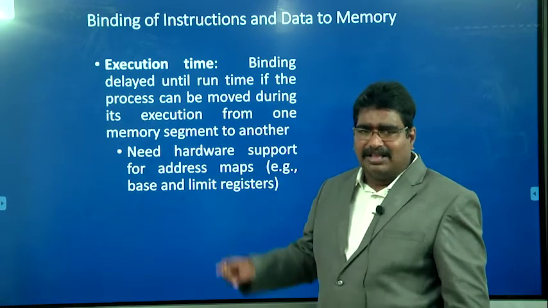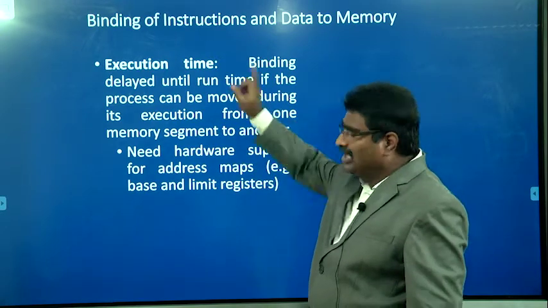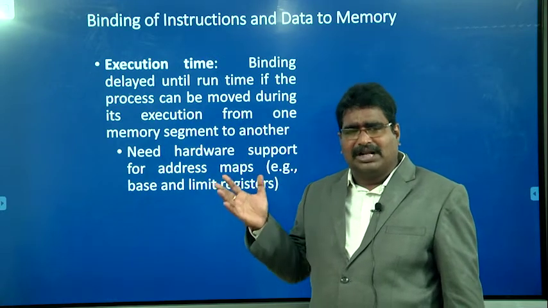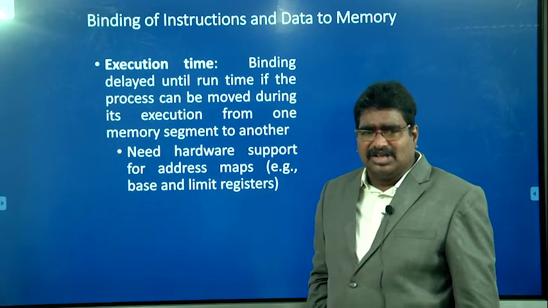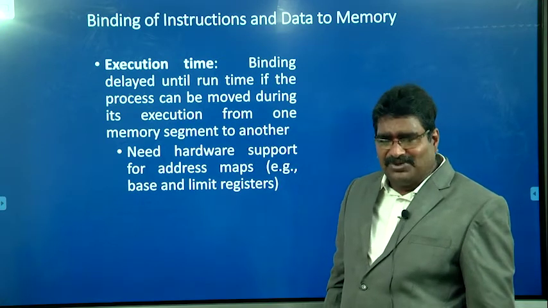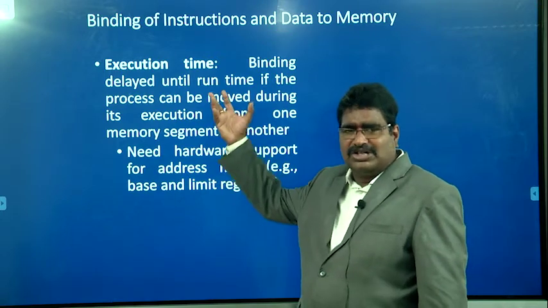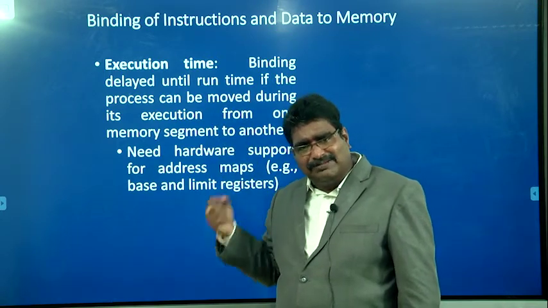In that case, the binding is done at execution time. So these are the 3 types of binding: one is compile time, another is load time, and another is execution time. And which one is the most efficient? If you want to effectively utilize the memory, execution time binding is the advantage. But what is the limitation?